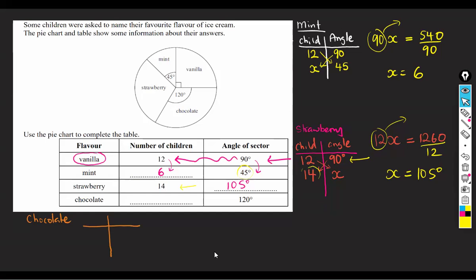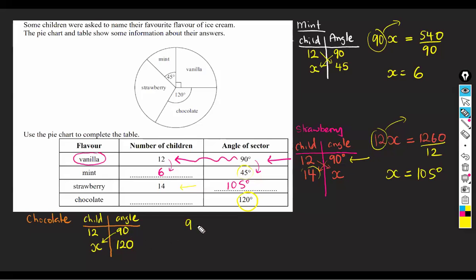Right, so the chocolate is being worked out. Vanilla. So now the angle here. According to the vanilla relationship, something we can be really sure about, 12 children is represented by 90 degrees. For the chocolate, they gave us how many degrees? 120. So we put it in the angle column and we're trying to figure out how many children that represents. Once again, just cross multiply.